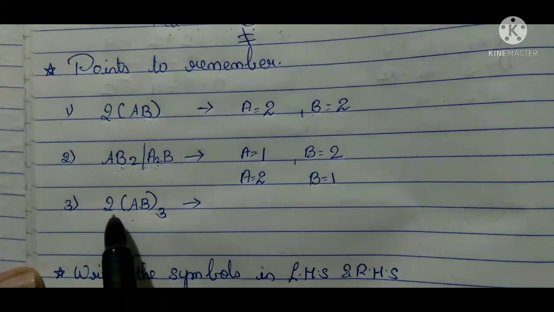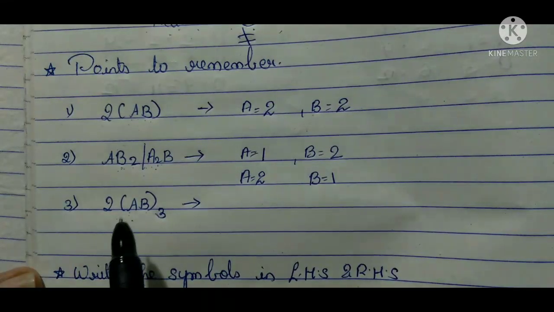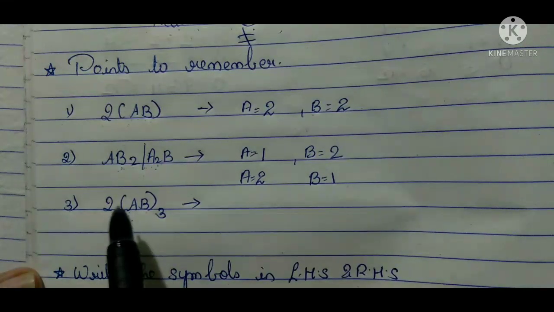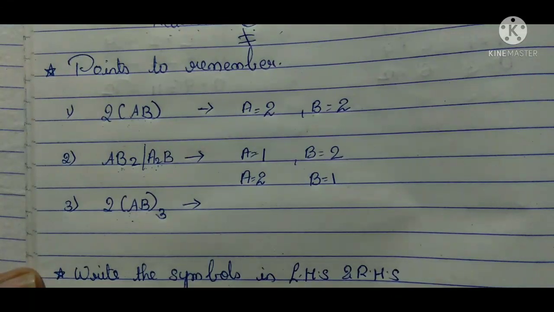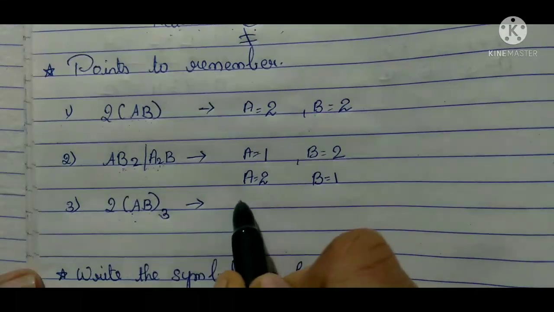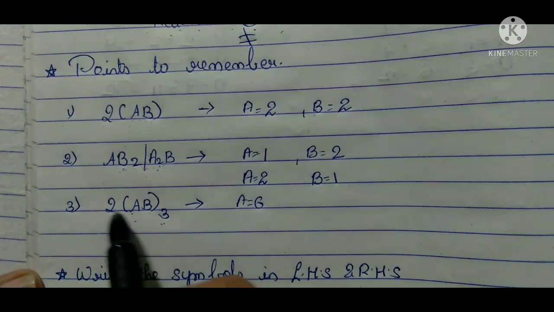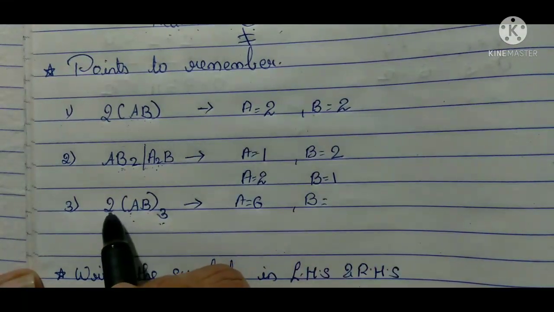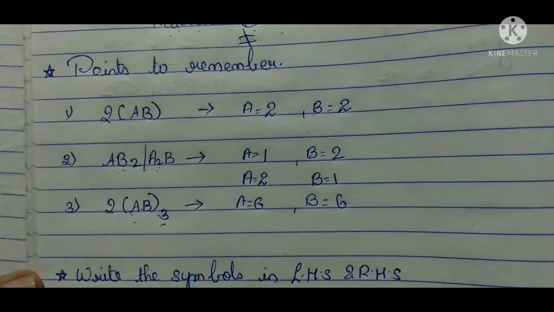Now come to the third point. Suppose it is given like 2(AB)3, the whole bracket with 3. As you know, when a bracket and a number are written, that number is for all the elements present inside the bracket. Now how are we going to write this? A is equal to 2, 3 twos are 6, so this will multiply. Number of B is equal to 2 multiplied by 3 is equal to 6.